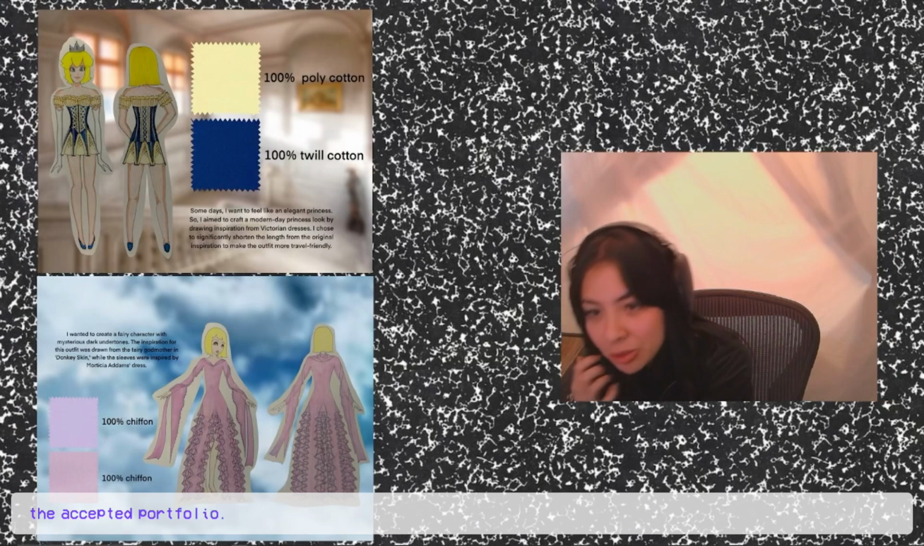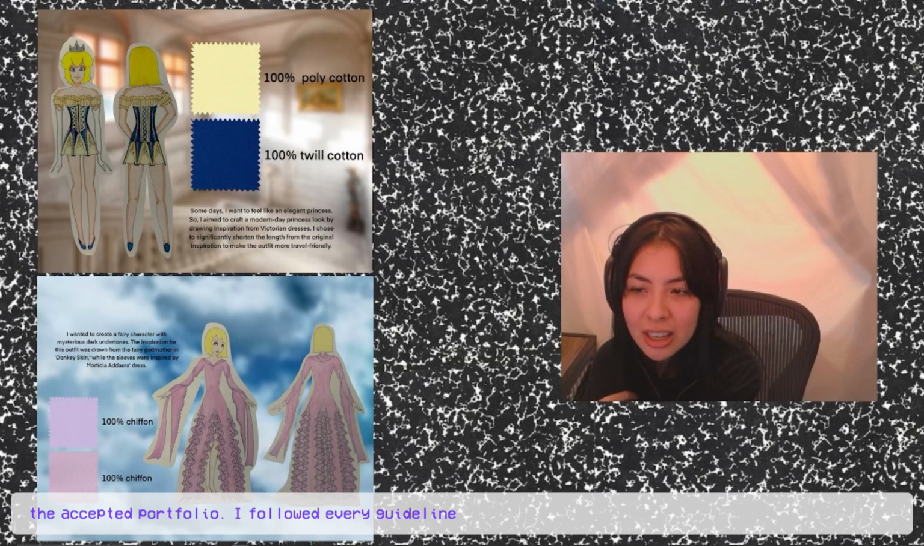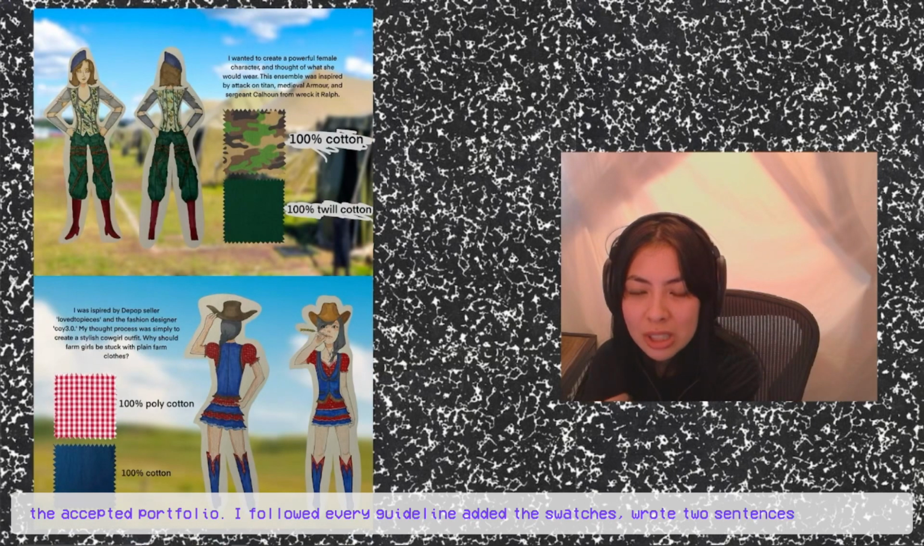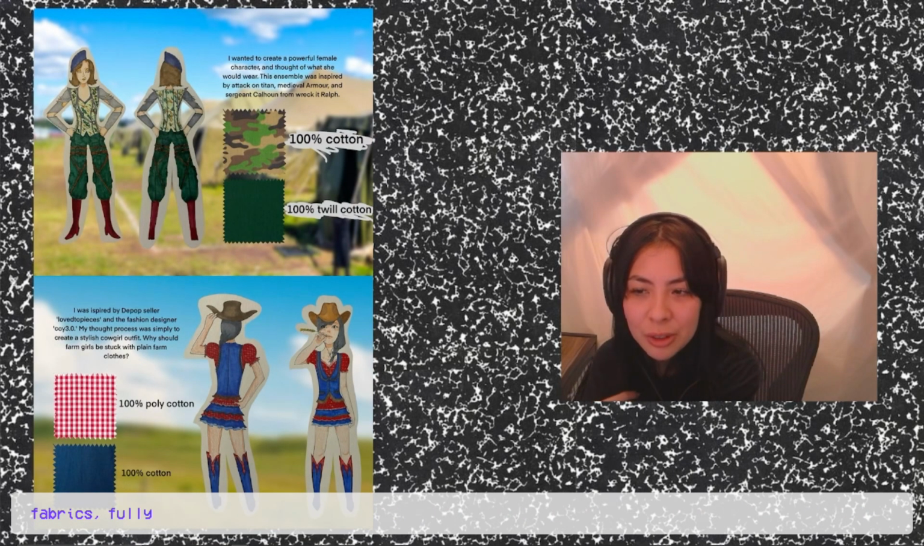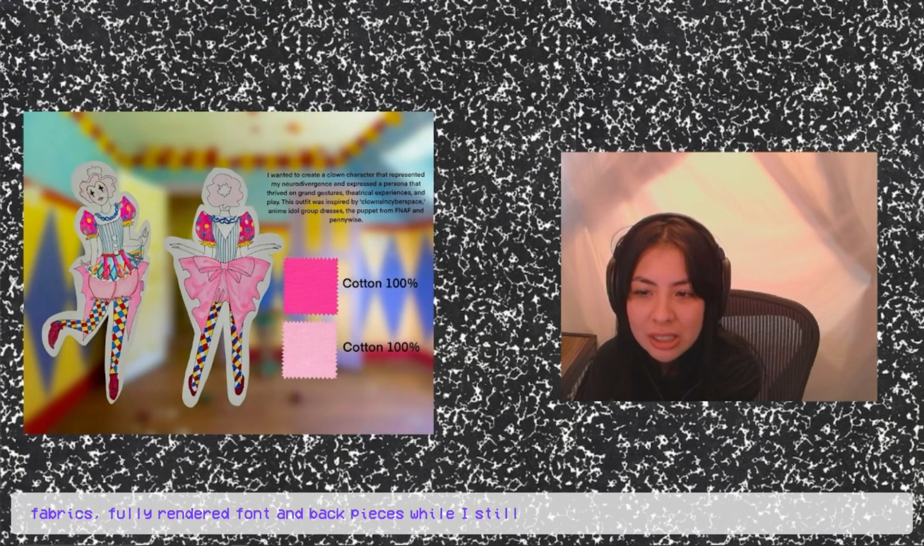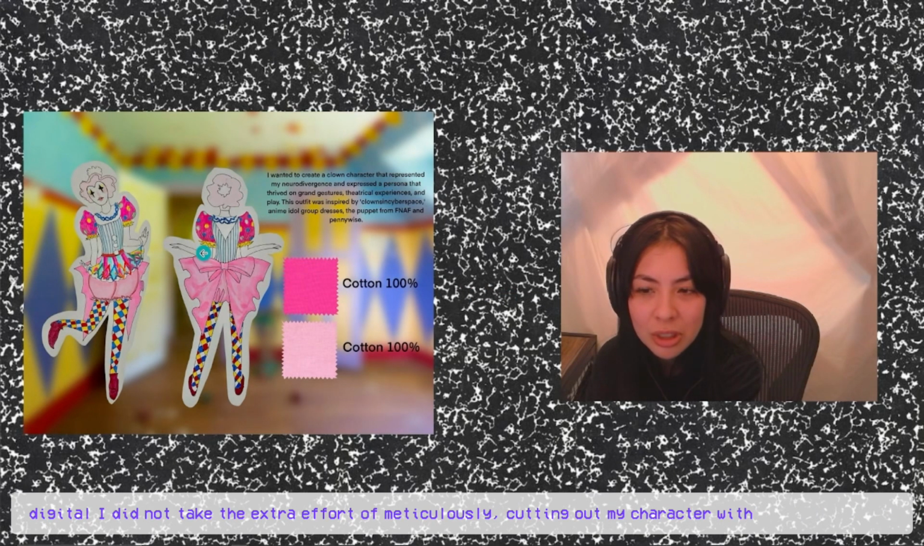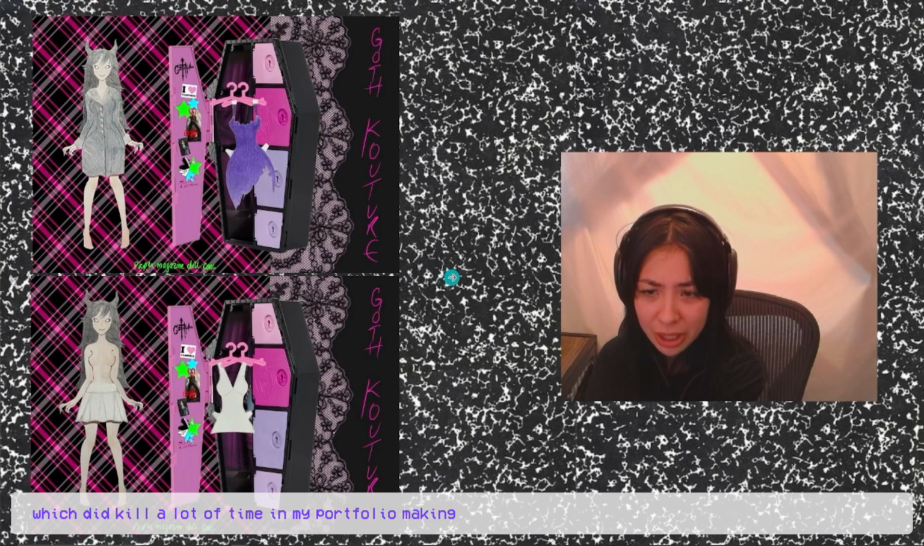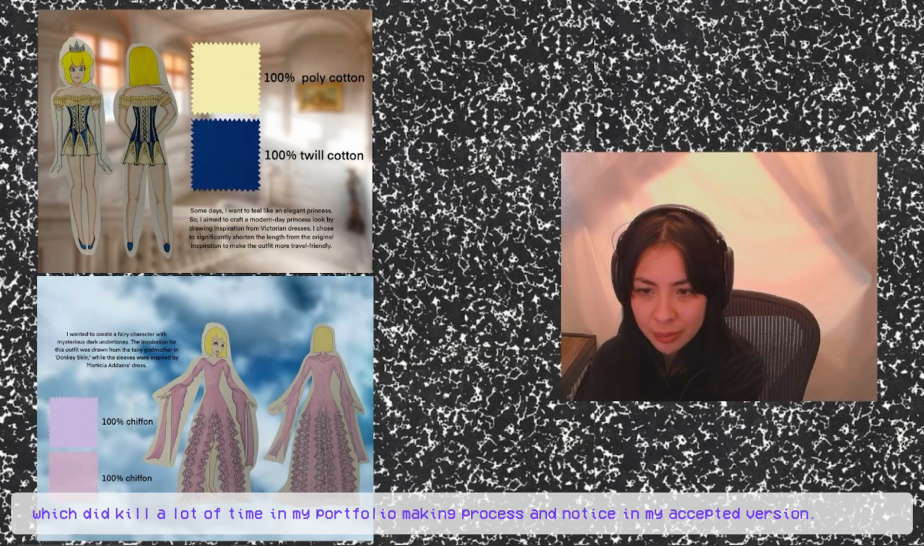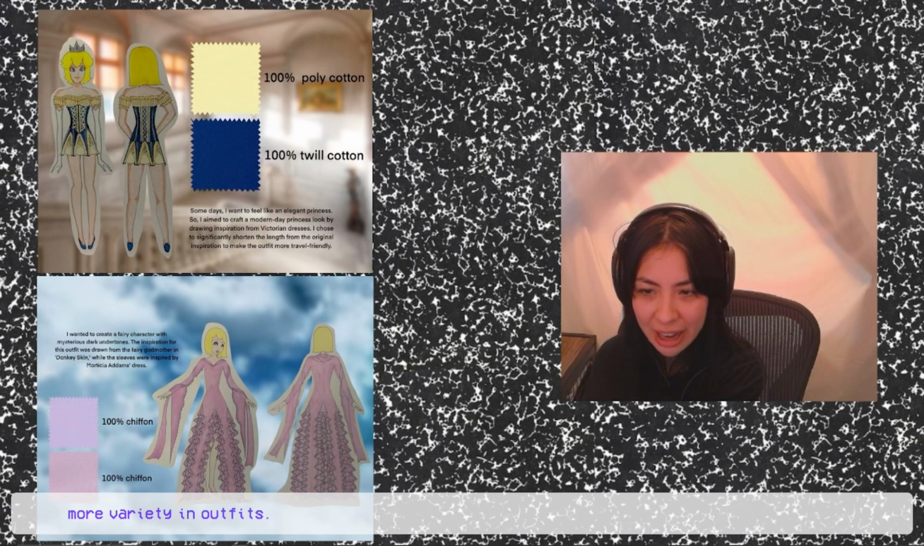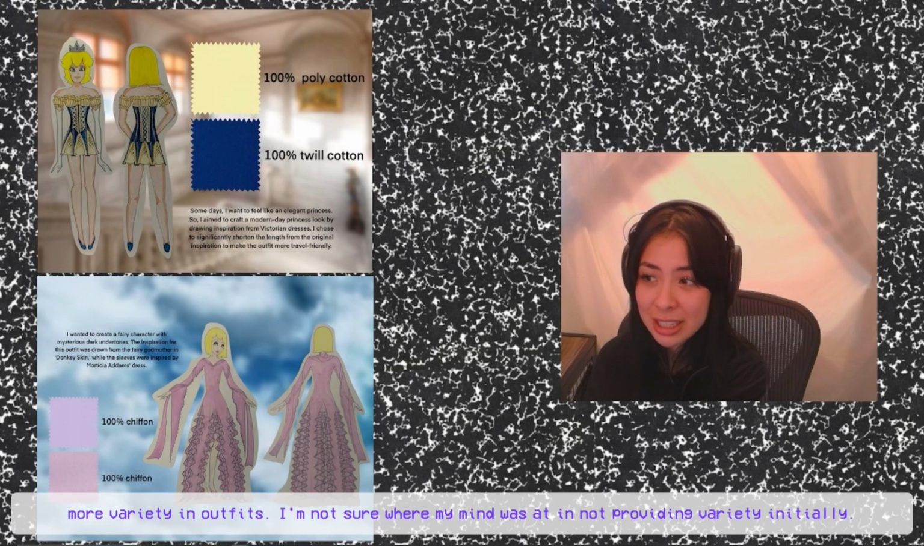Compared to the accepted portfolio, I followed every guideline, added the swatches, wrote 2 sentences, labeled the fabrics, and fully rendered front and back pieces. While I still utilized the combination of traditional and digital, I did not take the extra effort of meticulously cutting out my character with an X-Acto knife, which did kill a lot of time in my portfolio making process. And notice in my accepted version, there is more variety in outfits. I'm not sure where my mind was at in not providing variety initially.